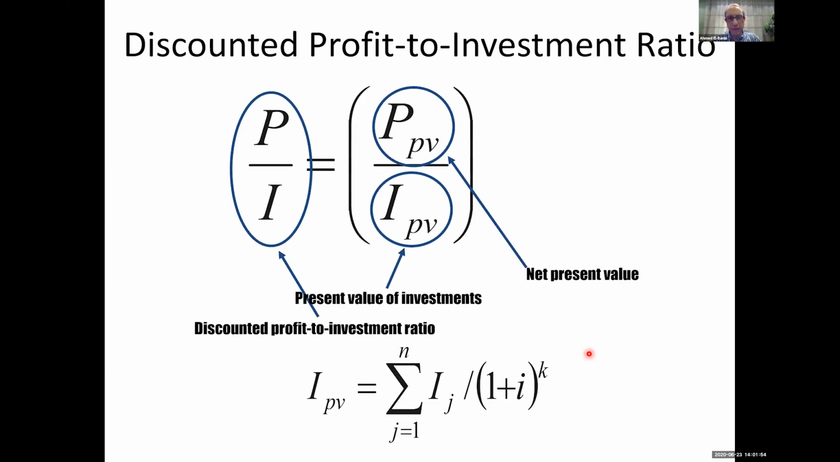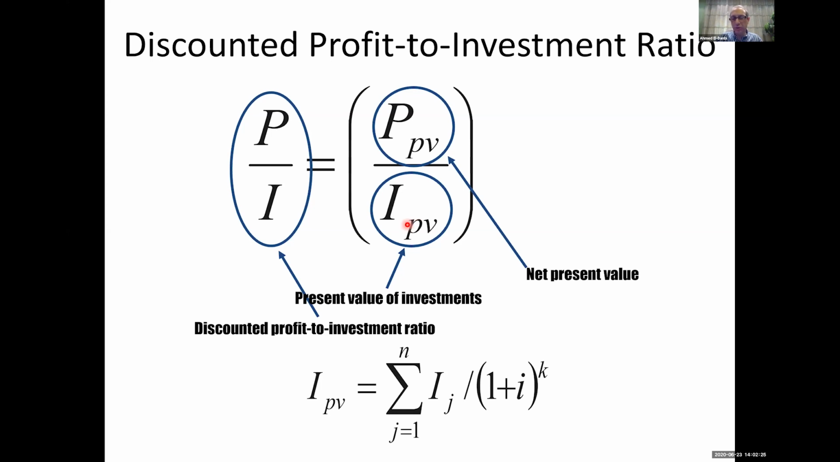Another important measure here is the discounted profit to investment ratio. Another name for it is discounted profitability index. So what we do in this ratio is we calculate the net present value of the investment, the net present value of the capex that we will spend over the next 30 or 40 years. So we take the net present value of the project divided by the net present value of the investment, and that will give us a ratio.